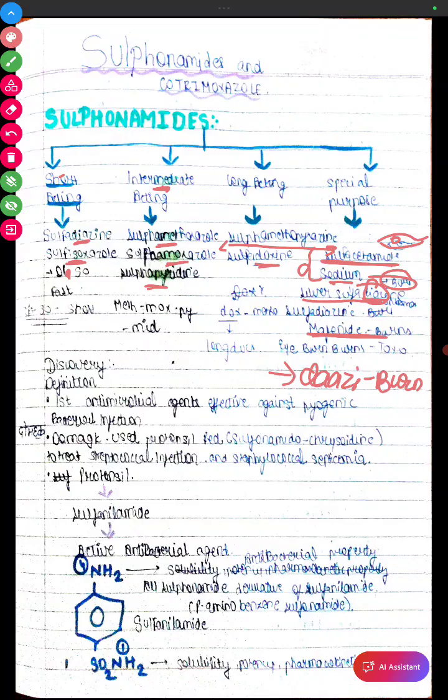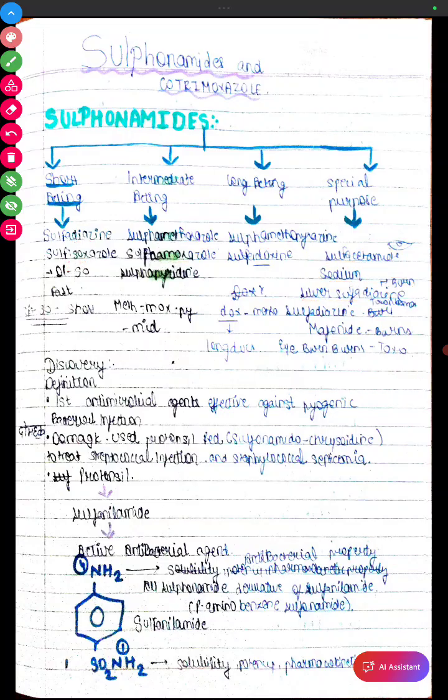Again, to summarize, short acting: sulfadiazine, sulfasoxazole, dia so short. Intermediate acting, middle person: sulfamethoxazole, sulfamoxazole, and also sulfapyridine. And long acting, long word: sulfamethoxypyrazine and sulfadoxine, docs, long documents. And special purpose: for eyes we use sulfacetamide sodium, and for burns we use silver sulfadiazine, dazigai burns, and mafenide, burns. And that's all.